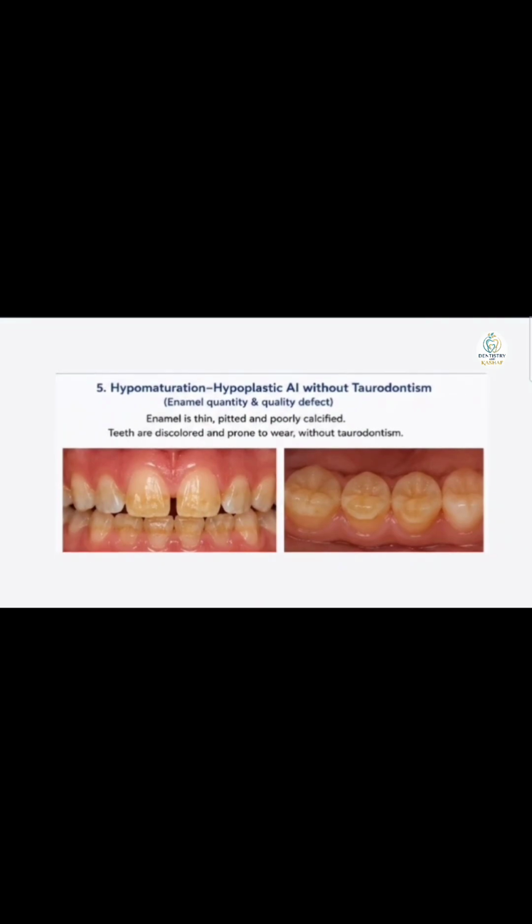And there is some says that there is a type 5. Mostly there are 4 types we study in book, but type 5 is basically, I just learned somewhere, so I add it here. Hypomaturation, hypoplastic amelogenesis imperfecta without orthodontism, like same condition but there will be no orthodontism, like the same appearance is here in type 4, but it is not associated with orthodontism.